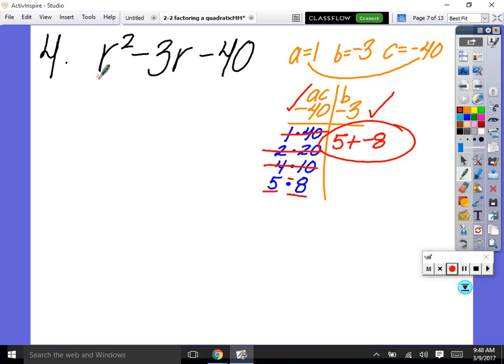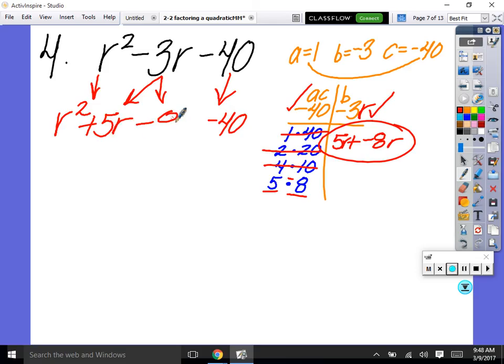Now we're going to drop and break. Drop. So we drop down r squared. We drop down negative 40. Then we break down our middle term as those 2 factors, but you can't forget the r. See, look, this is really negative 3r. Order doesn't matter, so let's put plus 5r first. It doesn't matter, though. Minus 8r. And now you say, I have 4 terms. This is when I factor by grouping. Group the first 2, group the second 2. We always group the sign in too.